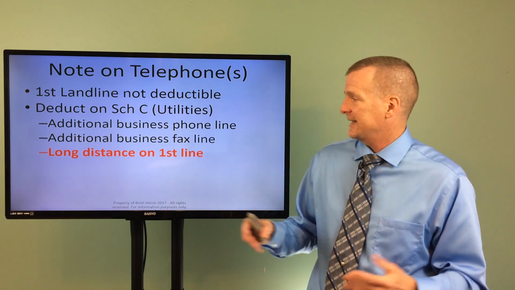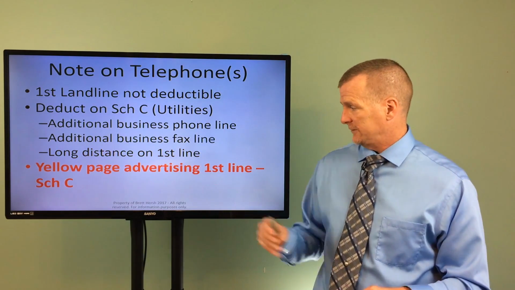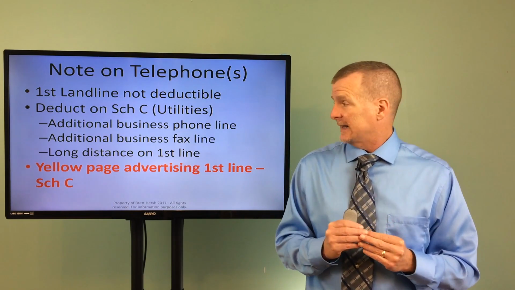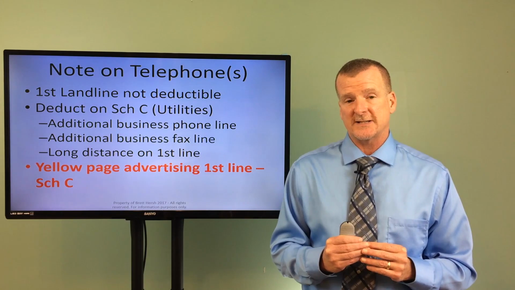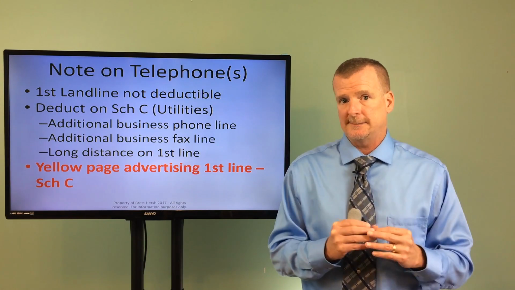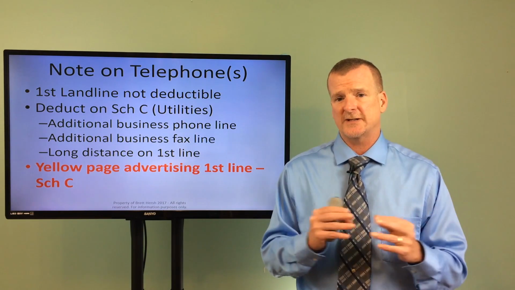If you're someone that actually has that, it goes on Schedule C, not on the 8829. Now don't forget though, if you have Yellow Page advertising, which is also becoming quite rare for your phone line, I used to have it at my office. I used to actually get billed. It was actually part of my phone bill for the Yellow Pages ad. Some of them do that, some of them don't. Depends on who you're advertising with.